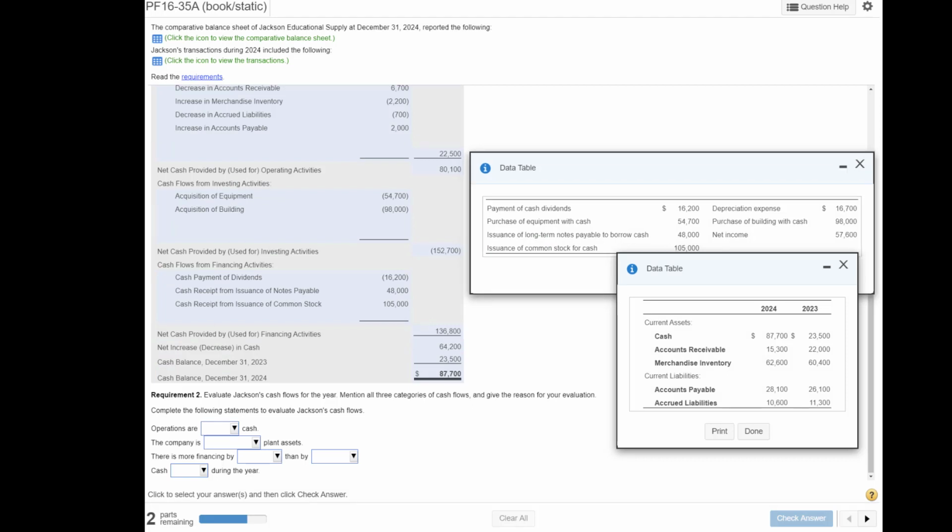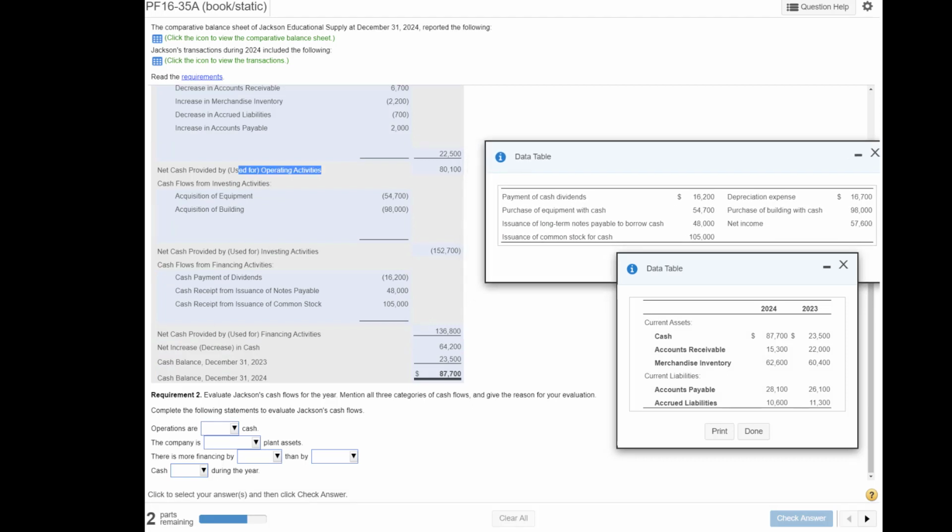So the most important section, remember, is operating activities. So are we getting cash or losing cash to operating activities? We are generating cash. Positive 80,100. What's the company doing with plant assets? Looks like we're buying them. Investing in new. Divesting means getting rid of. There's more financing. Let's see. What's financing from issuing stock than by borrowing? So we borrowed 48,000. We got much more, a lot more from common stock.